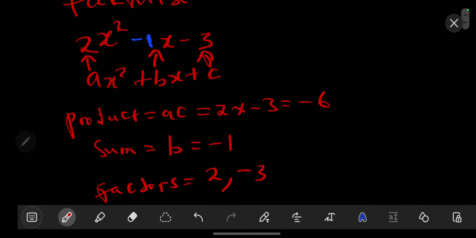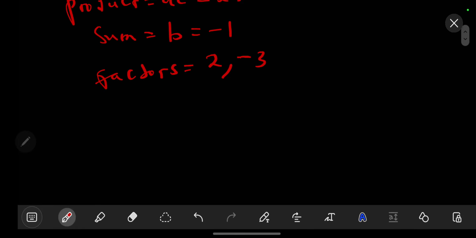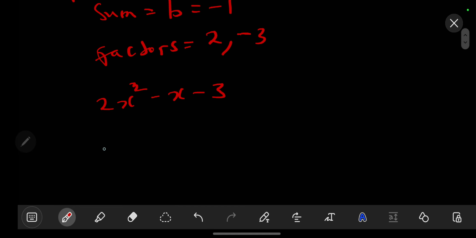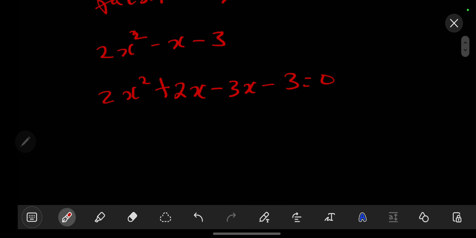So after doing that, if our ac is equal to that, then we are going to end up with our equation which is equal to 2x squared minus x minus 3, like that. Where there is this x, you put these factors. So we are going to have our 2x squared, then plus 2x, then we have minus our 3x, like that, minus 3. You will realize 2x minus 3x will give you -x, which means you haven't changed any meaning.